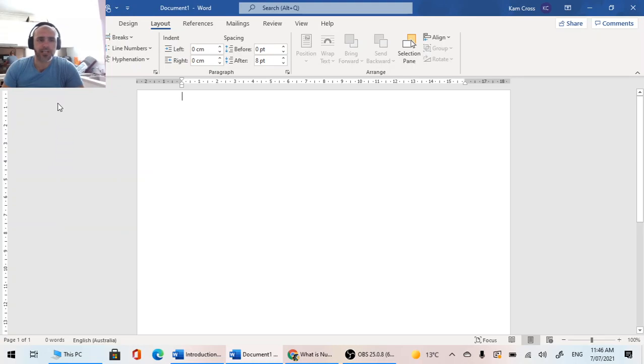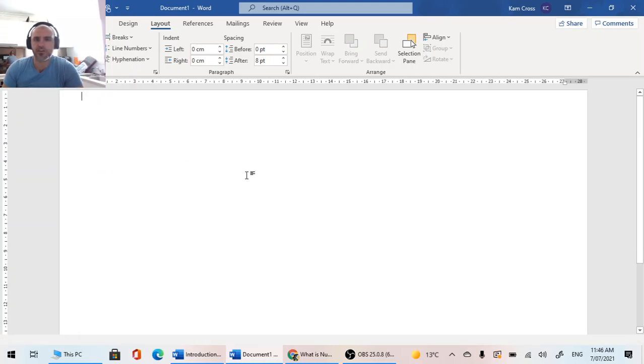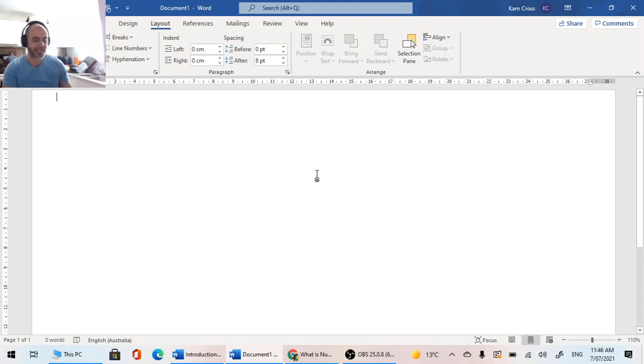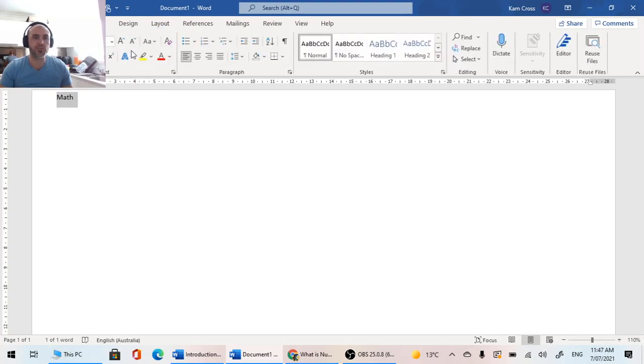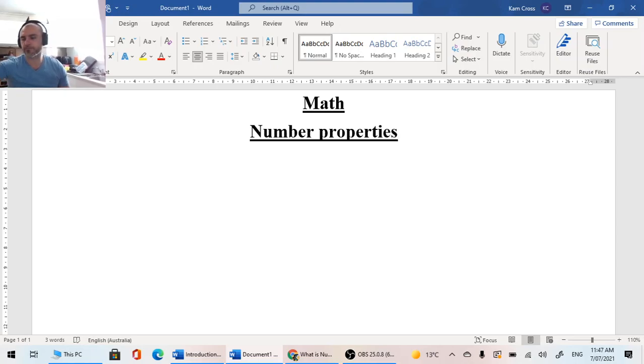I'm just going to work on getting our document ready. You guys know I'm a little bit weird with how I like my document set up. So we're going to start our maths lesson just like we would any other lesson. I'm going to put math up the top. You should hopefully have your date on top of the page, a margin ruled in, and I've just written math on the top so that you guys know what we're doing. And today we're looking at number properties.